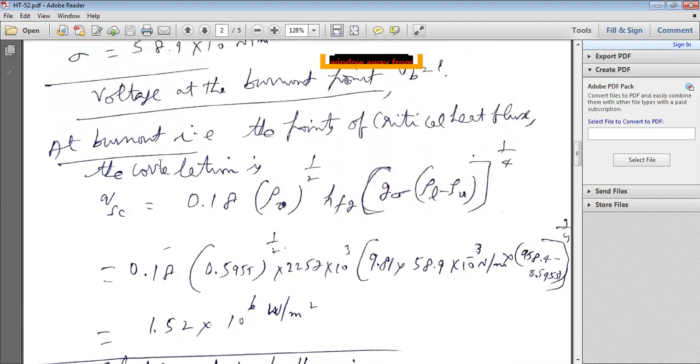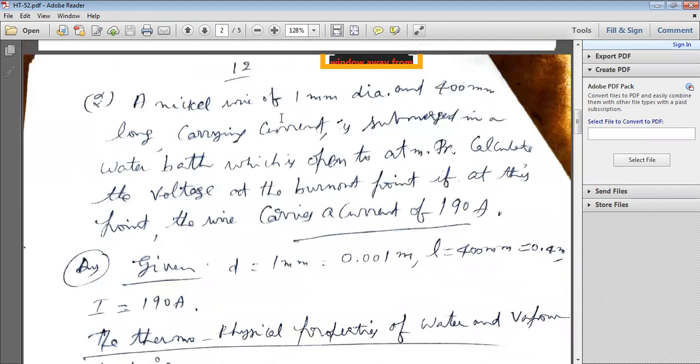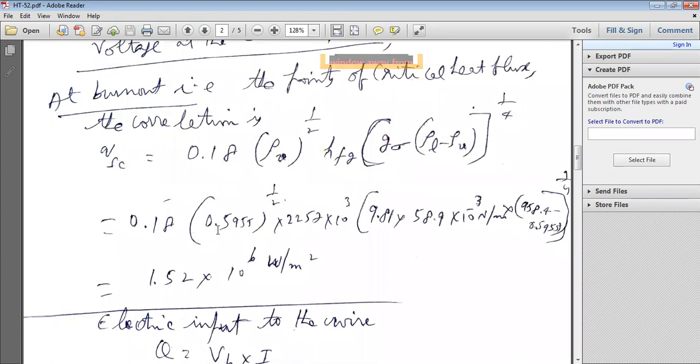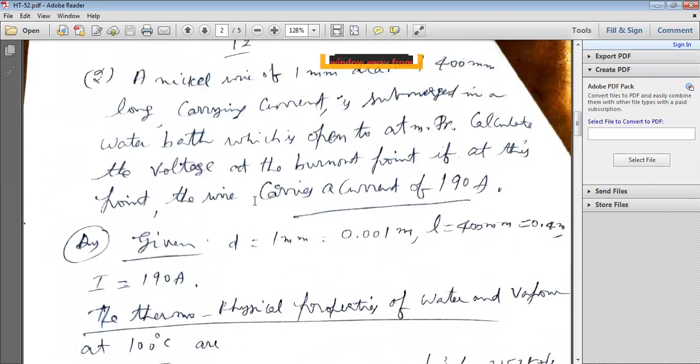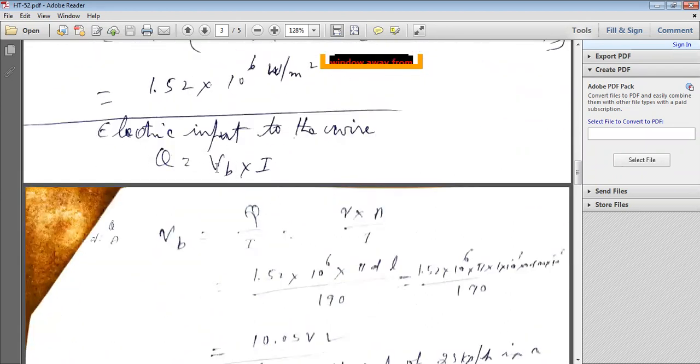If you heat this nickel wire at 100 degrees centigrade, the critical heat flux required to burn it out is 1.5 × 10^6 watt per meter square. If you supply this much critical heat flux, this nickel wire will burn out. What is the burnout voltage you have to calculate?